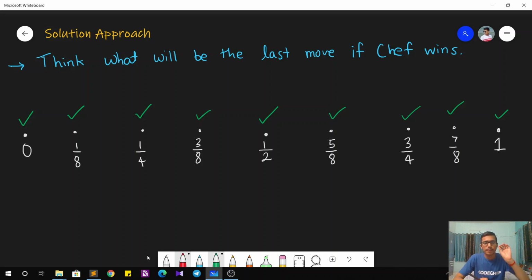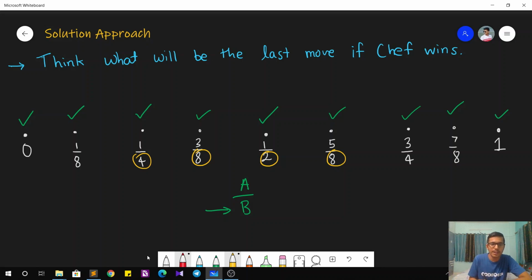But there's a thing that you need to observe, and it's pretty obvious as well, that whatever these positions are, if you represent them as a fraction a by b, then whatever is the denominator, it is always a power of 2. That is, you can see over here 2, 4, 8, and you can try for yourself by dividing them into even more subparts. So you will see that the denominator is always a power of 2.